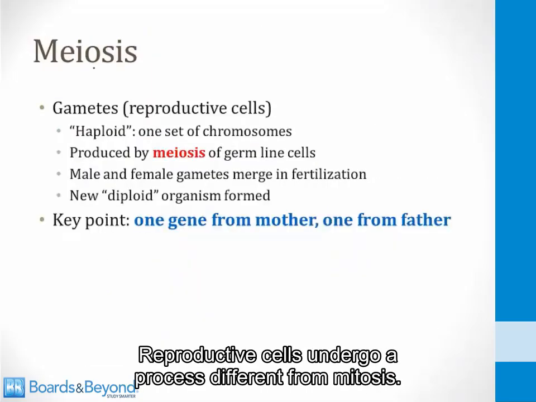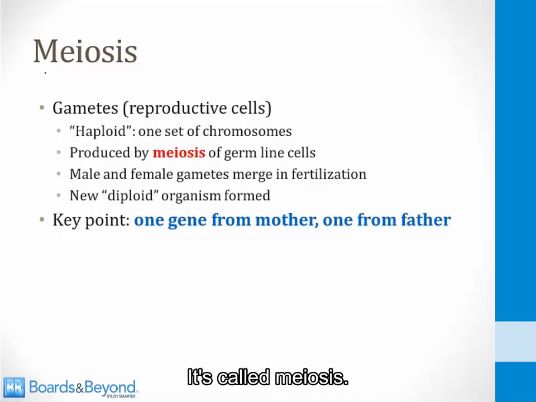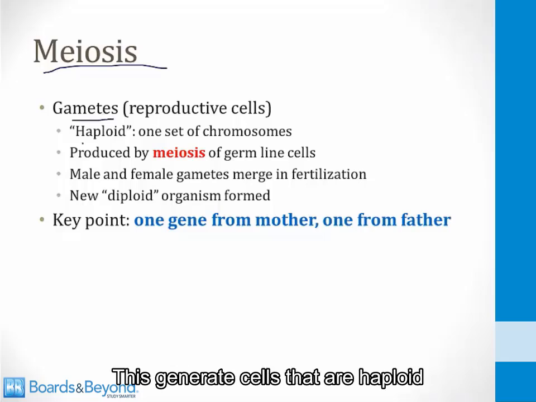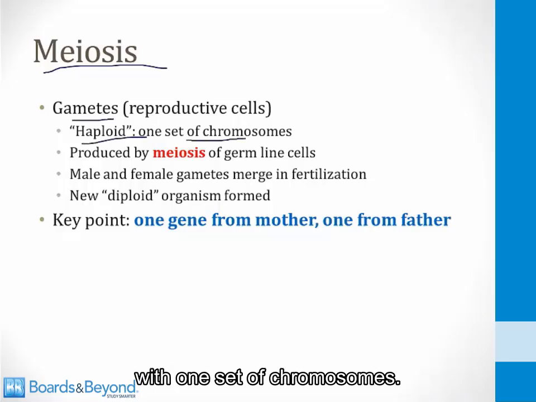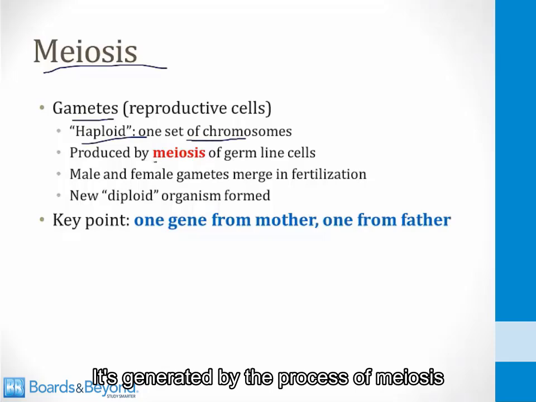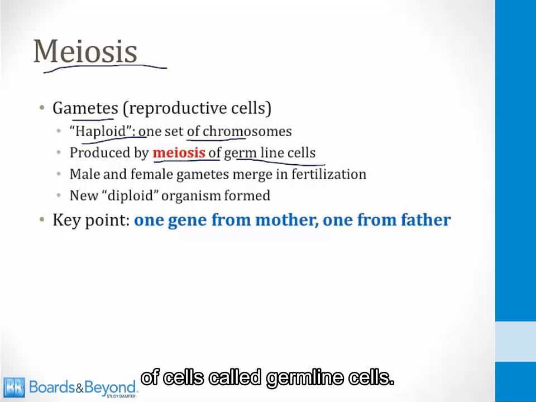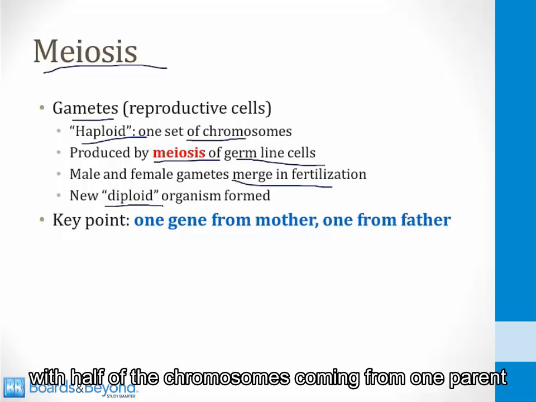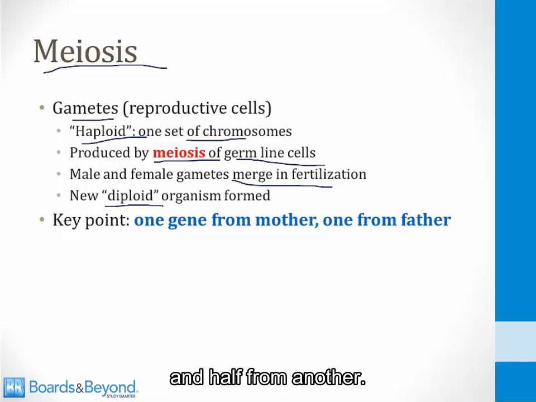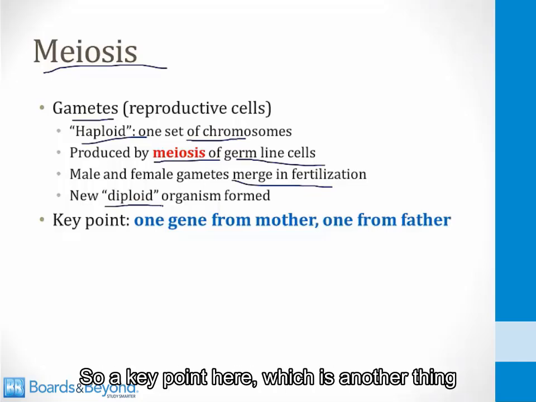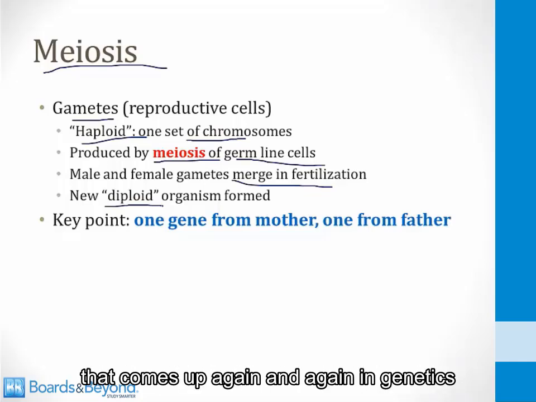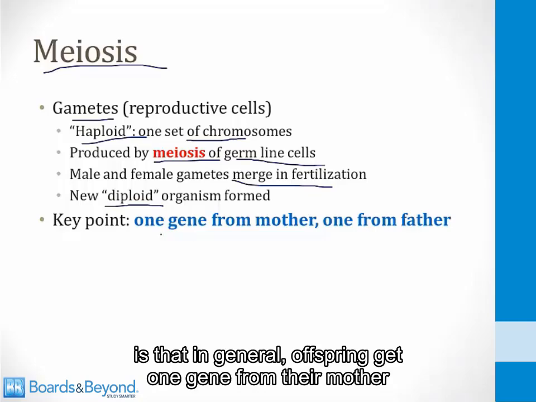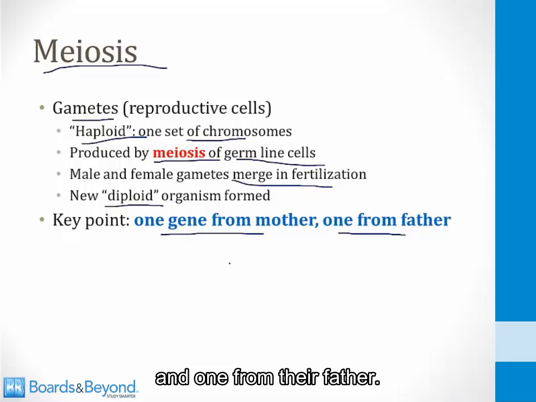Reproductive cells undergo a process different from mitosis. It's called meiosis. This occurs in gametes. This generates cells that are haploid with one set of chromosomes. It's generated by the process of meiosis of cells called germline cells, and then two haploid cells will merge in fertilization to create a new diploid cell with half of the chromosomes coming from one parent and half from another. So a key point here, which is another thing that comes up again and again in genetics, is that in general offspring get one gene from their mother and one from their father.